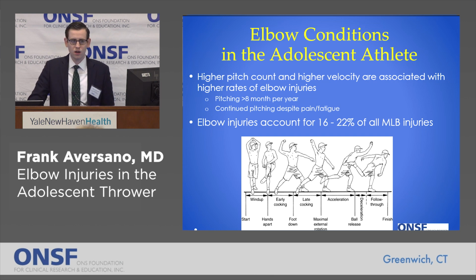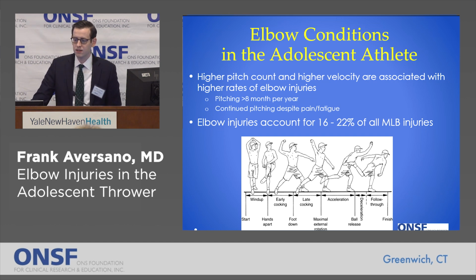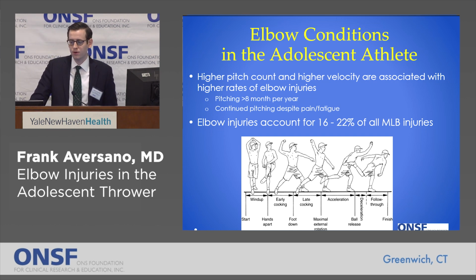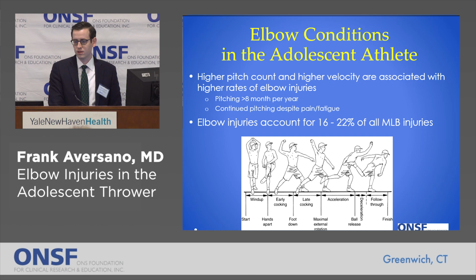The primary cause of these injuries is a high pitch count in young athletes. Adolescents who have a higher pitch count and who have a higher velocity are more often associated with higher rates of elbow injuries, especially the ones that we talked about. So pitching greater than 8 months per year has been shown to lead to more elbow injuries, and then continued pitching despite pain or fatigue in the elbow predisposes patients to having injuries, whether they're chronic overuse injuries or acute injuries to the elbow. Just as some context, in the MLB, elbow injuries account for approximately 20% of all injuries to MLB players. So even on the mature athlete, that amount of stress can lead to injuries. So on the immature athlete, it's even more pronounced.